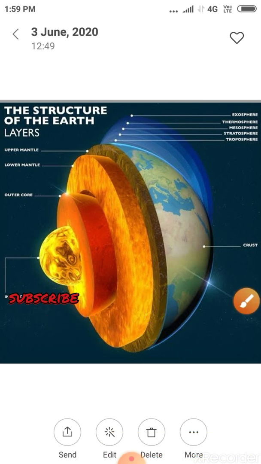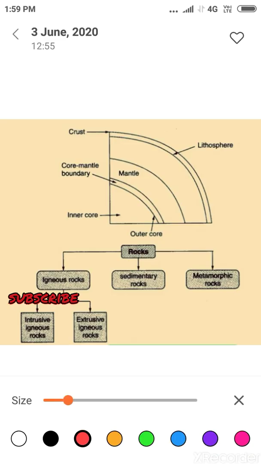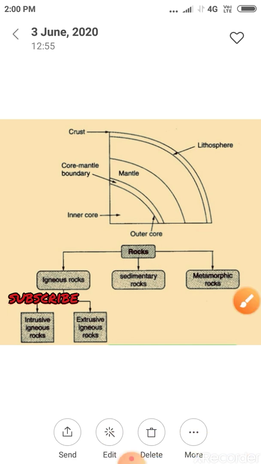Now coming to the next topic, rock. Look at this graph. These are the different layers of the earth, and after that these are the rocks. There are mainly three types of rock: igneous rock, sedimentary rock and metamorphic rock. And igneous rock is of two types: intrusive and extrusive. So let us come to the first topic, igneous rock. I show you more examples of rock.